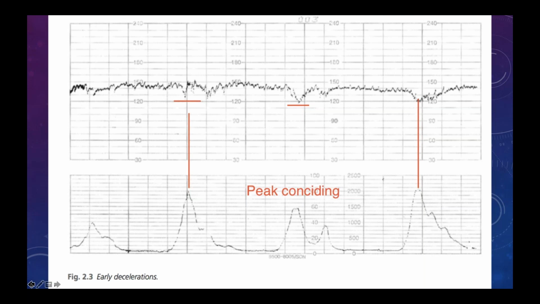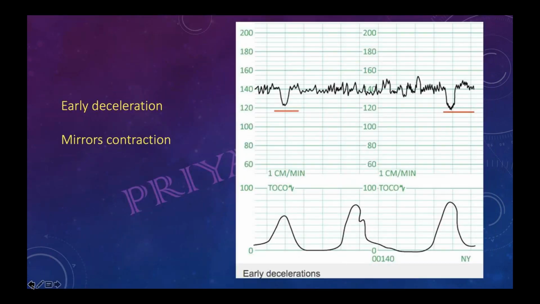Ma'am, the CTG shows the decelerations to be less than 15 beats. It should be more than 15 beats, correct? Yeah, it should be more than 15 beats. So here it is 90, 100, 110, so it is 10. Okay, yeah, it's 10.